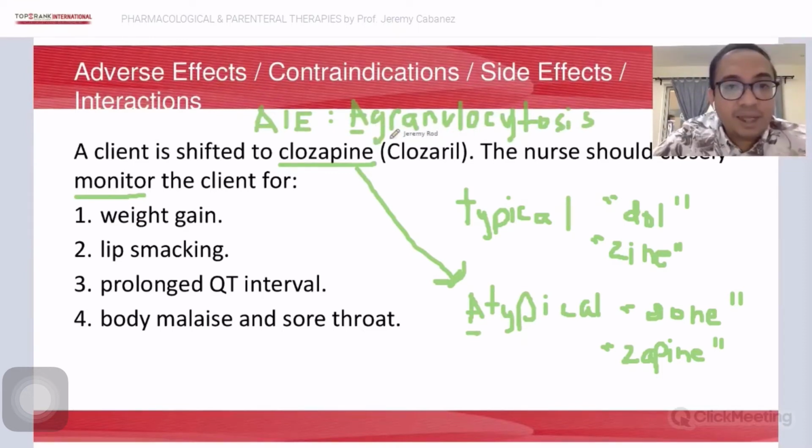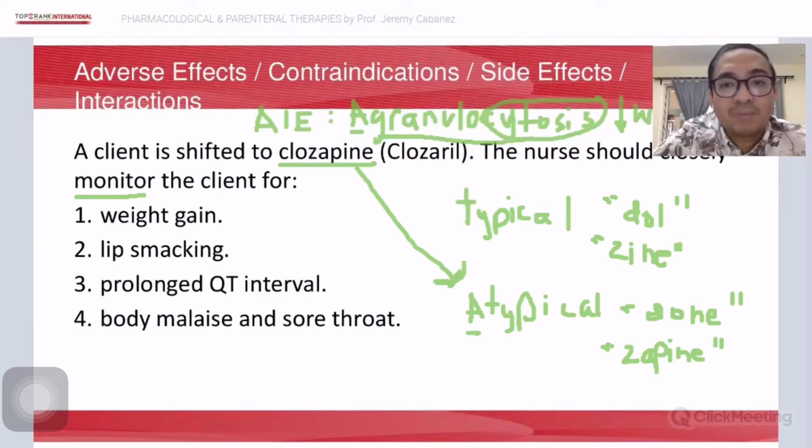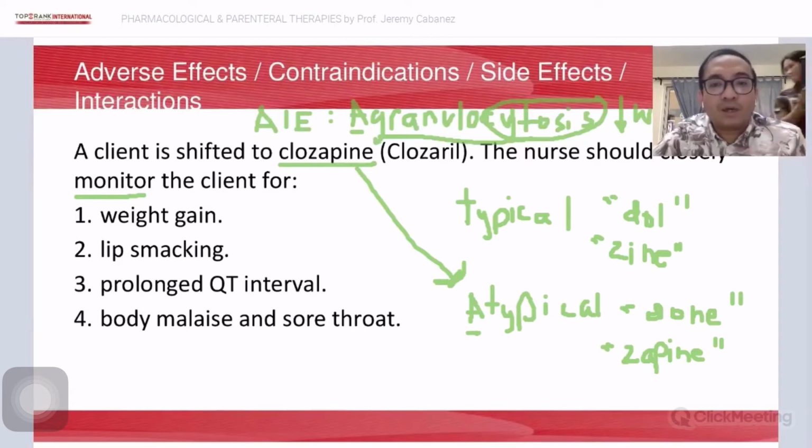Okay, let's review. What is agranulocytosis? A means absence. Granulocytes. Ano ang ibig sabihin ng granulocytes? Granulocytes are your neutrophils, such as your WBCs or neutrophils. Cytosis. What do you remember about the word cytosis? It means a lot or many. So definitely, there is absence of many granulocytes. So kapag absent ang many granulocytes, bumabagsak ang WBC na ang tawag mo dyan, neutropenia. So ano ang risk po ng pasyente? They are at risk for infection.